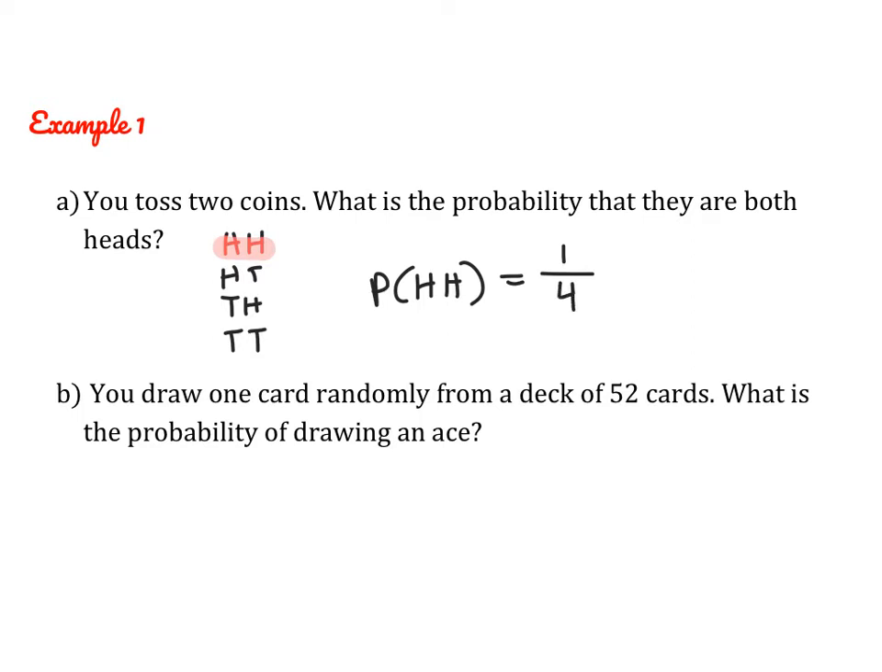Now let's look at the second one. You draw 1 card randomly from a deck of 52 cards. What is the probability of drawing an ace? So I know that in a deck of cards, there are 4 aces. There's 4 of each type of card. So there are 4 favorable outcomes. But I also know that there are 52 total cards. So there's 52 possible outcomes. So then here you just have to simplify. It's 1 out of 13. So there's a 1 in 13 chance that you will pull an ace.